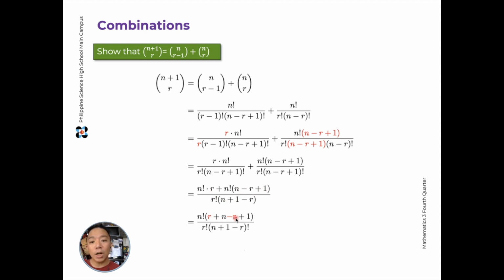Pero hinighlight ko yung r. Kasi yung r tsaka yung minus r, they will cancel each other out. So this will give us n factorial times n plus 1 na lang sa taas. And what is n factorial times n plus 1? That will be n plus 1 factorial. And yung other factor natin sa denominator, i-change ko lang yung position ng negative r tsaka yung 1 para maging 1 minus r. So it will be n plus 1 minus r.